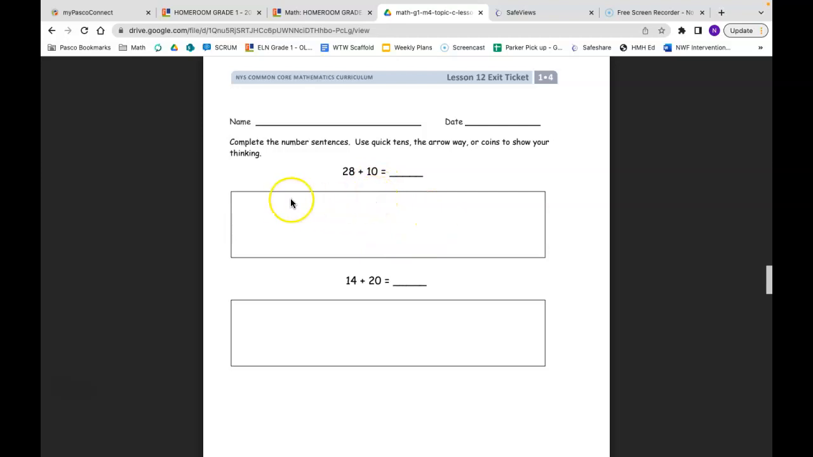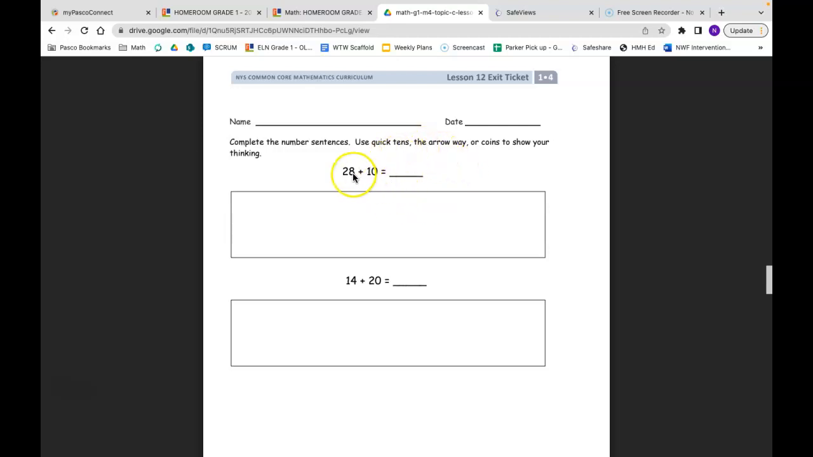If you want to use the arrow way where you draw the number 28 and then you put an arrow plus 10 and then figure out what that number is. If you like to use coins, you can use that strategy as well. And friends, if you can just look at this and say what the answer is, I'm fine with that too. So use whatever strategy works best for you.